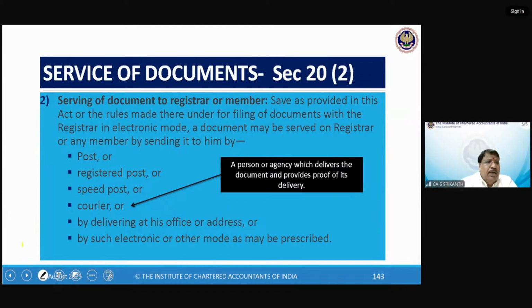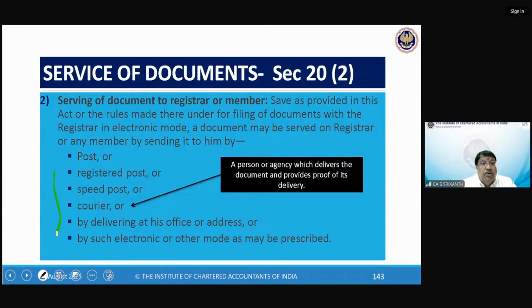But other than dematerialization, post, registered post, speed post, courier. Courier is defined as a person or agency which delivers the documents and provides proof of its delivery. By delivering at his office or address, or by such electronic or other modes.